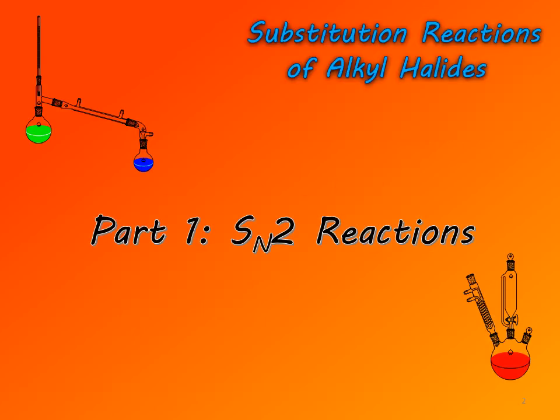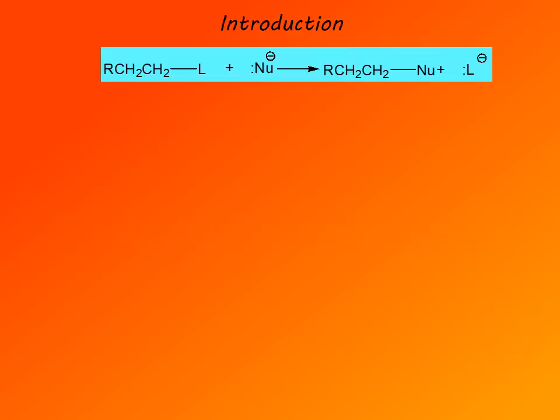In this video, we are going to cover substitution reactions of alkyl halides. Specifically, we will focus on SN2 reactions. In a substitution reaction, one atom or one group is replaced by another. A group that is being replaced is known as a leaving group. It's labeled here as L, and another group replaces it.